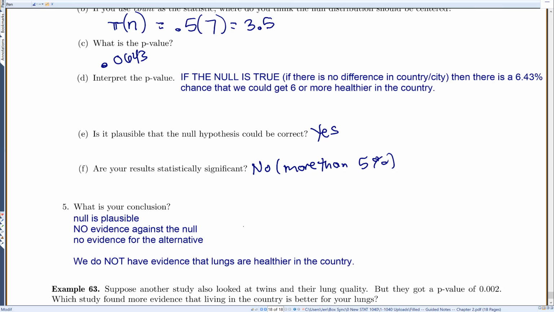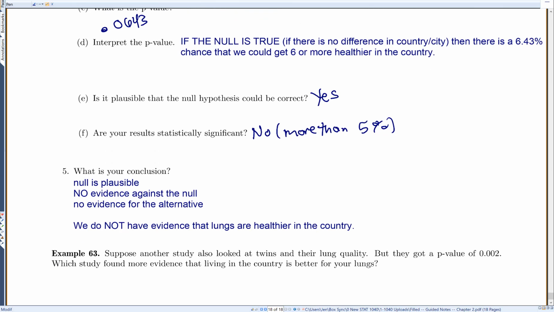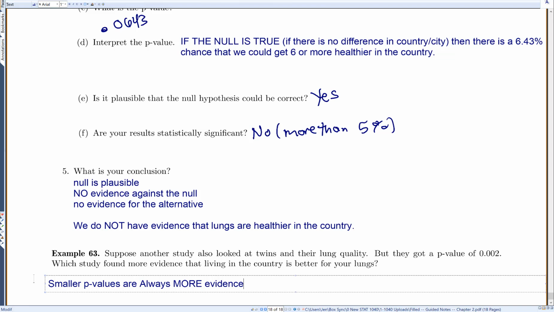So let's suppose another study also looked at twins and their lung quality, but they got a p-value of 0.002. So which study found more evidence that living in the country is better for your lungs? Okay. Well, the second study actually did get a small p-value, so they'd actually say that they found evidence, and we didn't find evidence. But in general, smaller p-values are always more evidence against the null. Okay, or smaller p-values are more evidence for the alternative, which is what you were hoping to show.